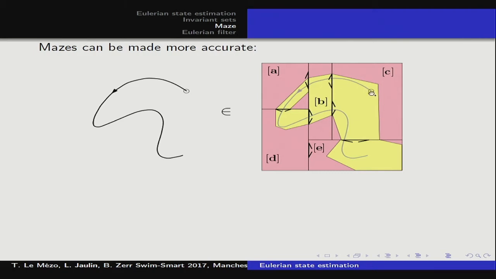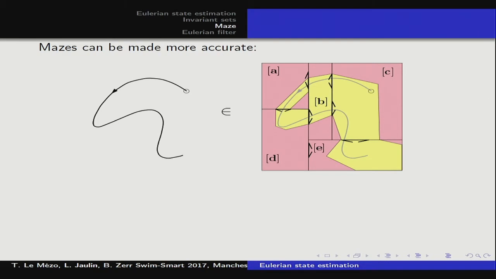It means that a path, which is consistent with the maze, will go from one box to another, respecting the doors. So they open like this. Okay, there is an order. So this path belongs to this maze because it goes from one box to another, following the doors.